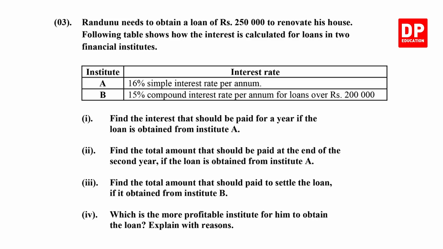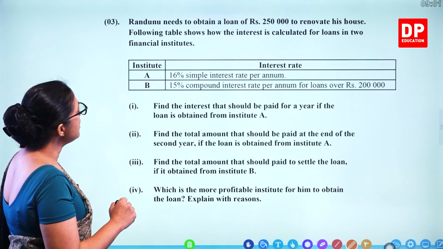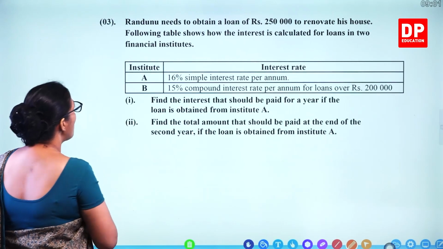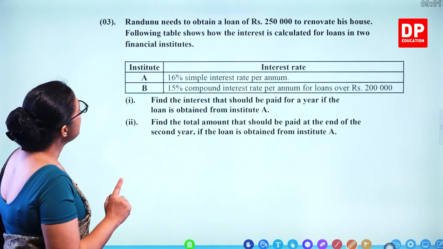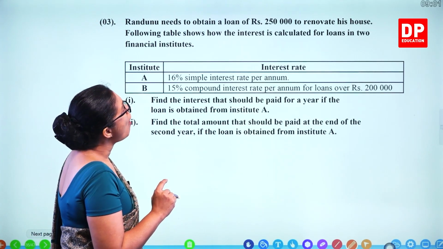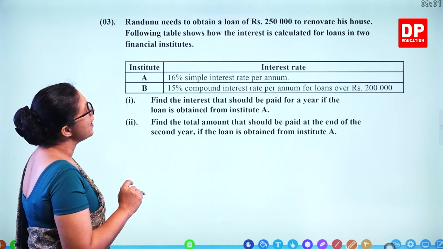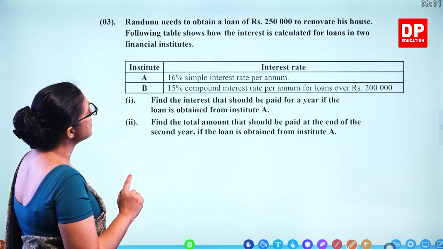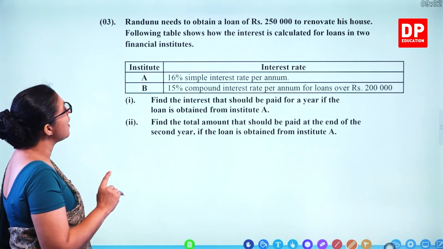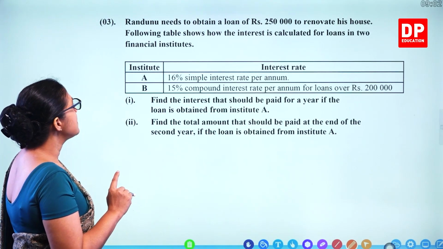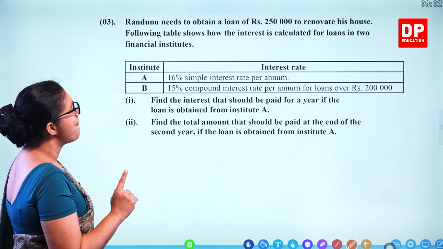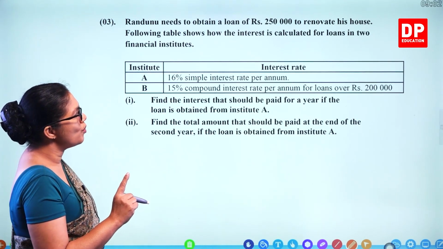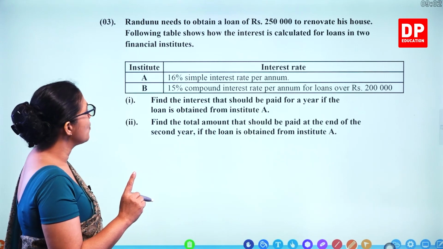Let's take question number 3. It's about interest rates and percentages. So we'll do it separately. 4 parts are there. Randuni needs to obtain a loan of 250,000 to renovate his house. The following table shows how the interest is calculated for loans in 2 financial institutes. A is a 16% simple interest rate per annum. B is a 15% compound interest rate per annum for loans over 200,000 rupees.